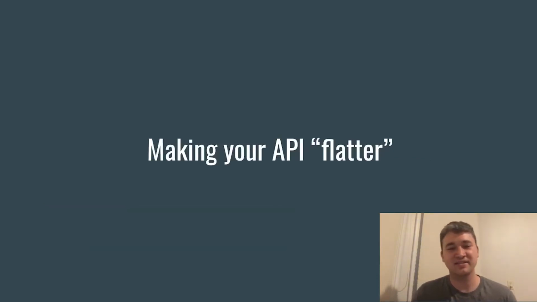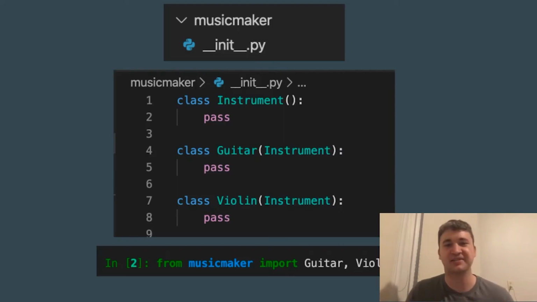A second use case that I would say is pretty common is making your API flatter. So what does this look like? So let's say I have this music maker library, and I'm putting some classes in there. So I have an instrument class, which is kind of a base class. I have guitar and violin. And people who are using my music maker package can import guitar and violin because I've defined them in the init.py file.